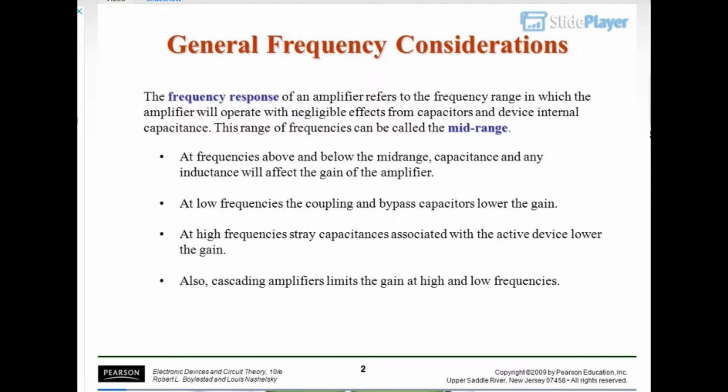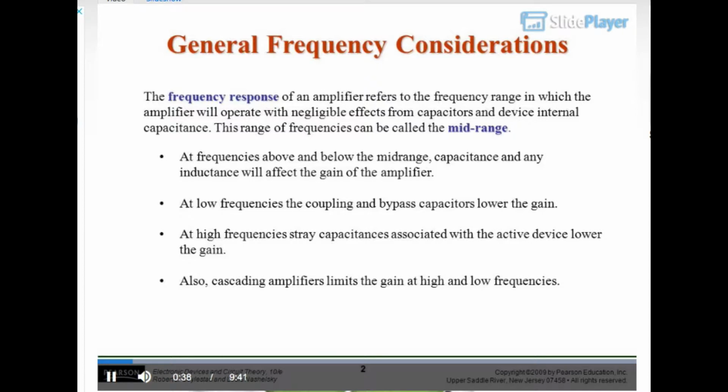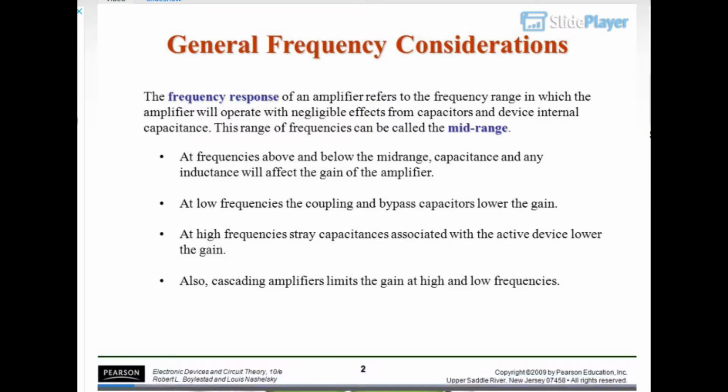At low frequencies, the coupling and bypass capacitors lower the gain. At high frequencies, stray capacitances associated with the active device lower the gain. Also, cascading amplifiers limits the gain at high and low frequencies.